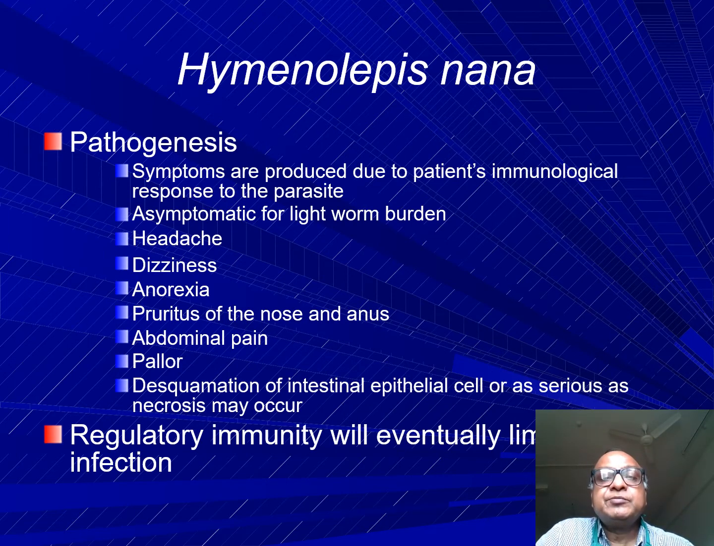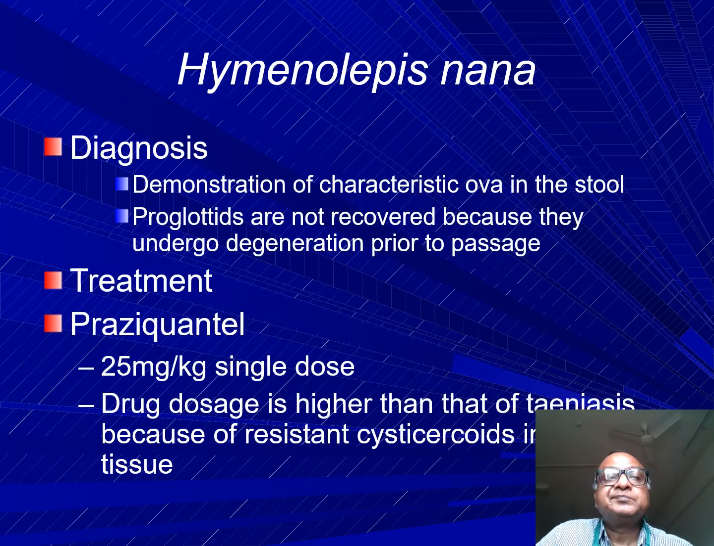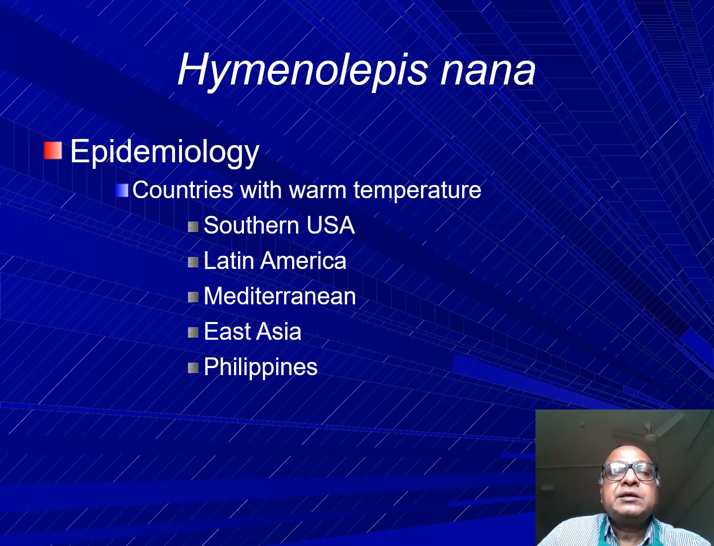The symptoms produced by H. nana are vague and non-specific, and eventually the infection is limited by the regulatory immunity. Diagnosis is by demonstration of the characteristic egg in the stool. Proglottids cannot be recovered because they degenerate prior to passage. Treatment is by praziquantel 25 mg per kg body weight, single dose. In countries with warm temperature, it is common. It is quite common in India also.